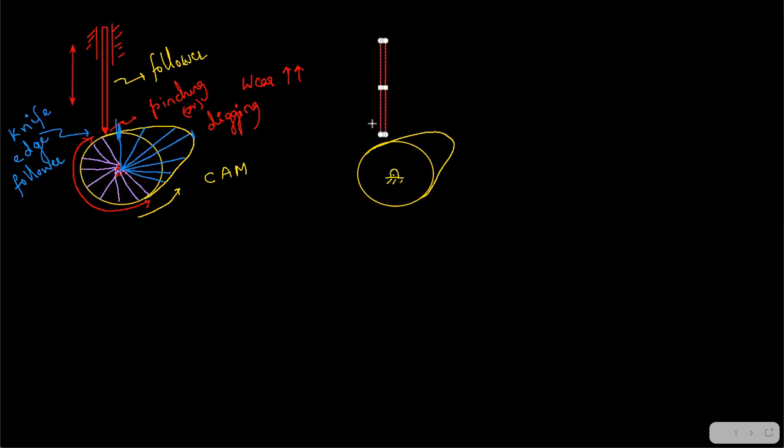Because knife edge is digging, right? So we don't want the digging type of motion. So now we came up with the solution, and the solution is that we are going to fix a roller over here. This is called a roller. Now due to this roller, we are not going to have the pinching action or the digging action. There is no pinching or digging action because there is a good surface here. It's not a pointed edge. So this type of follower is called a roller follower.